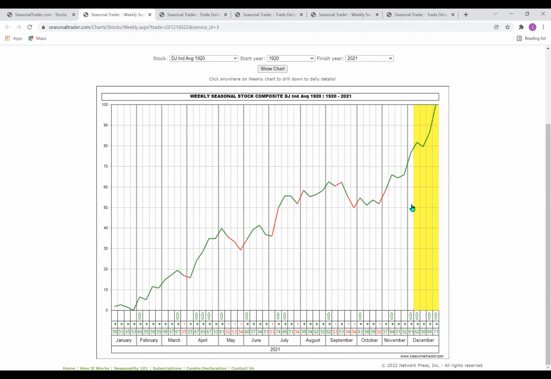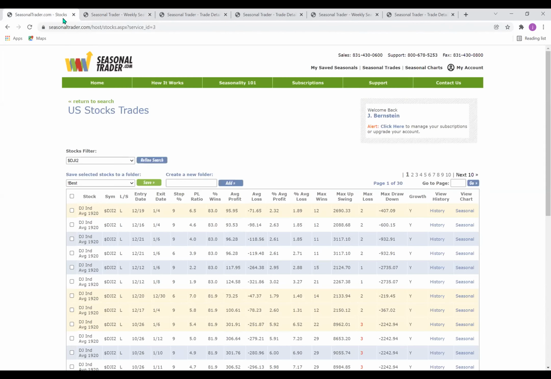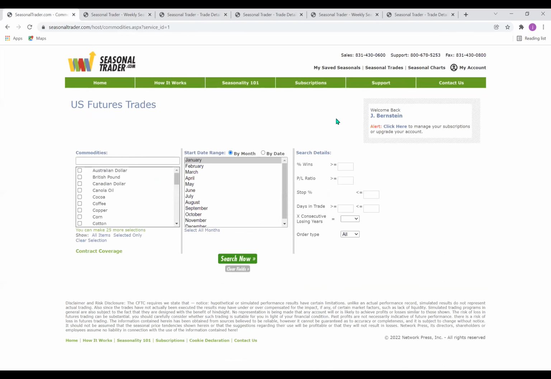So let me go back to the search. So let's say we wanted to look at another market. Let's say we wanted to look at gold. We can ask a question. Let's go back and ask the question. But first, we're going to go to seasonal trades, US futures trades, like so. And we're going to go to gold, like so. A moment, please.